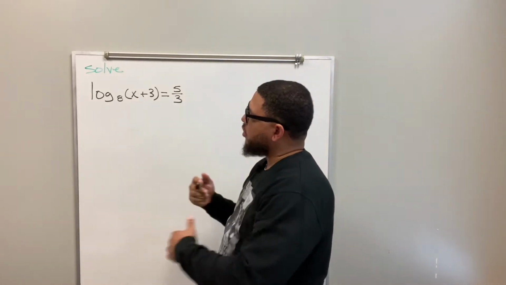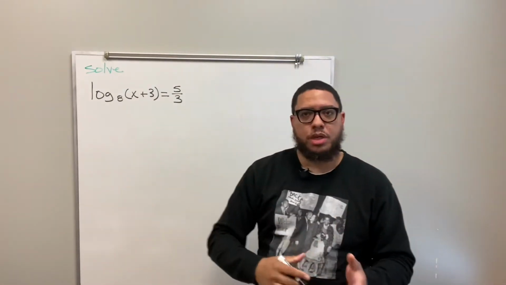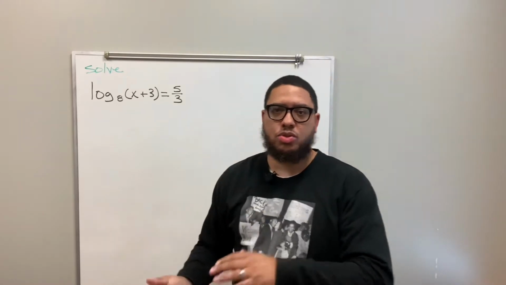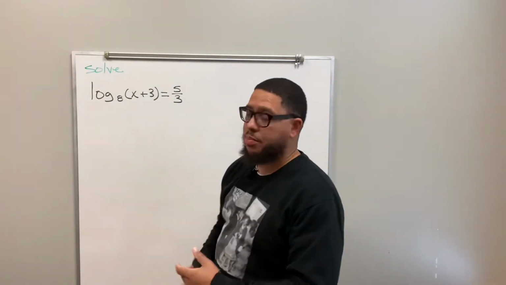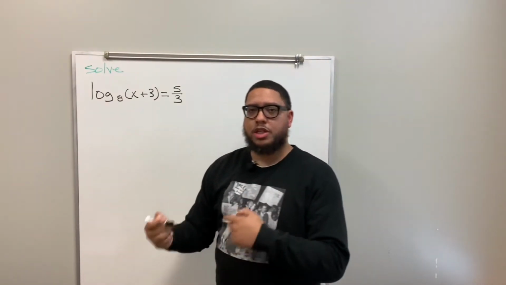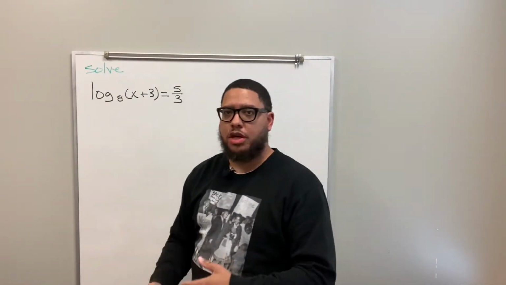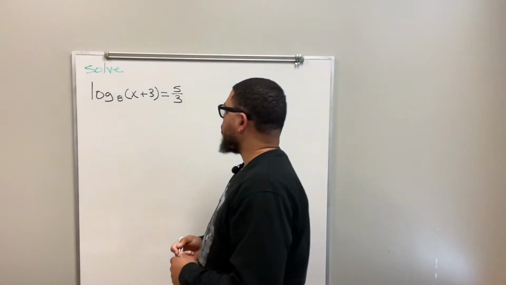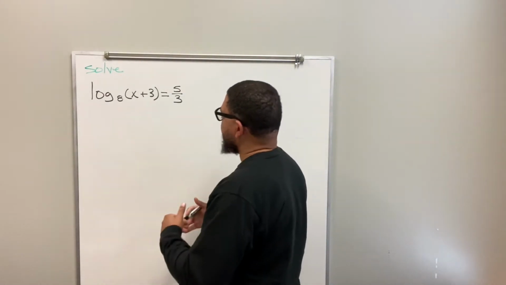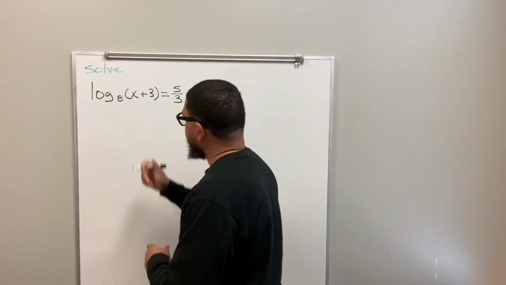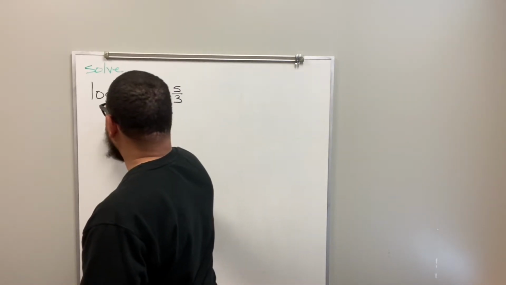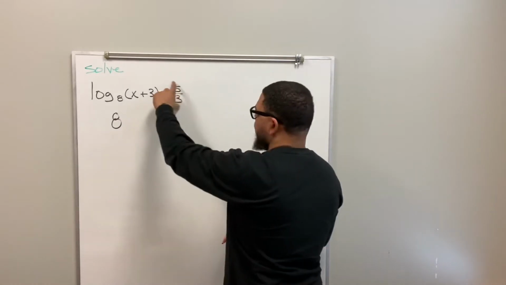Because when we solve a logarithmic equation, what we're going to do is convert it from a logarithm to an exponential. We're going to take it out of logarithmic form, which is what it's in now, and put it in exponential form, because exponential form is the inverse of a logarithmic form. So we're going to rewrite this as the base, which is 8, right? So we write this as 8. And again, this is the power or the exponent.